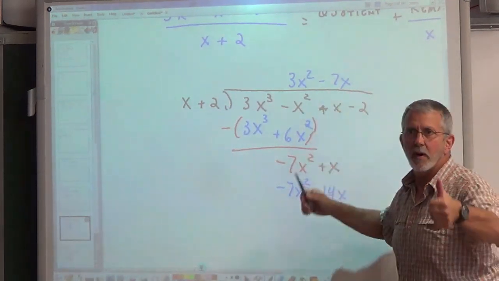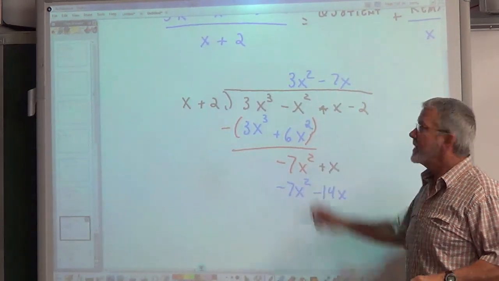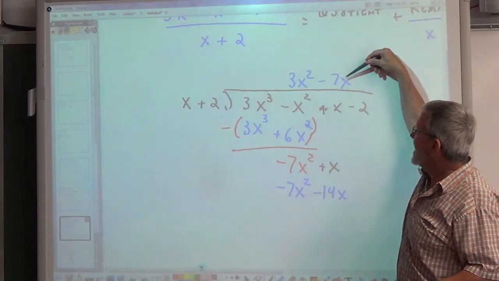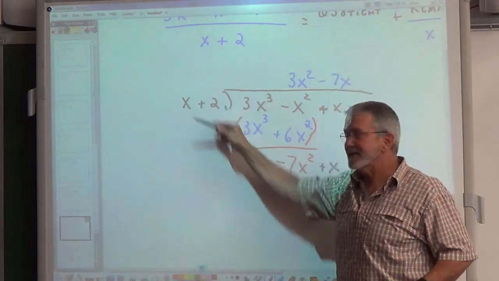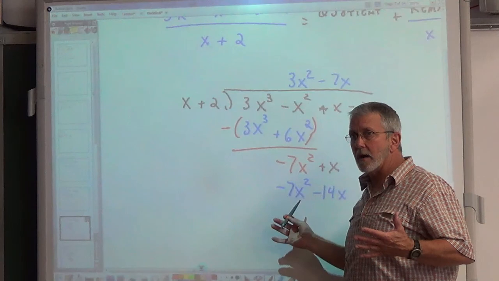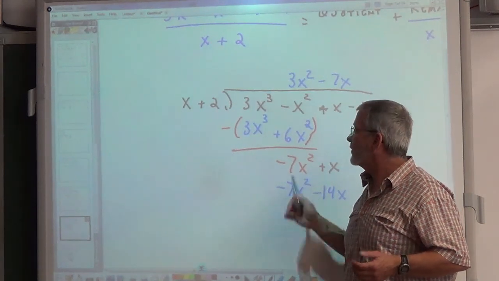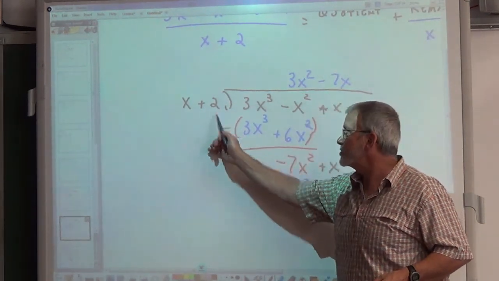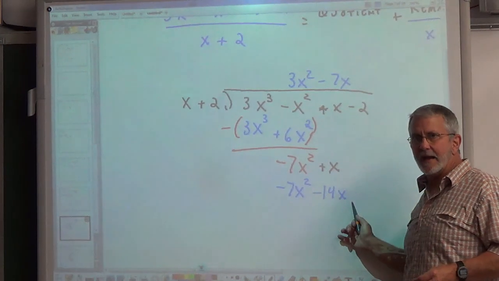Negative 7x, pause it if you have to. I chose negative 7x because negative 7x times x is negative 7x squared. But I do the complete multiplication. Negative 7x times 2 is negative 14x.